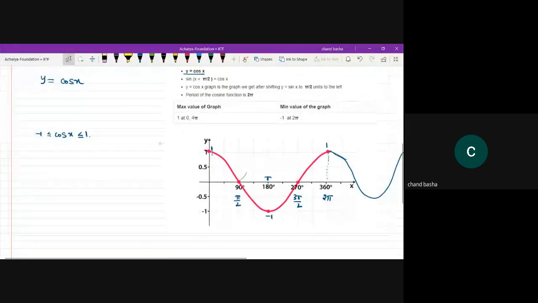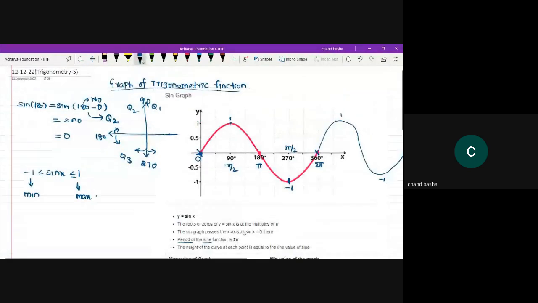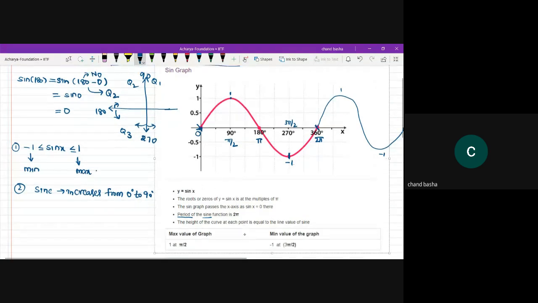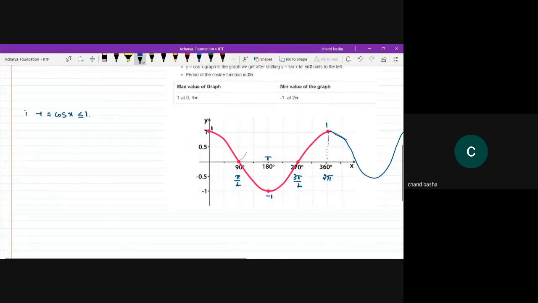Let us see. The sine graph is increasing. It is increasing from 0. This is the first point to be noted. Second point, the sine graph increases from 0 degrees to 90 degrees. Hope you can understand my point. And after 90, it is again decreasing. Right? But if I'm observing the cos graph, this is the first point.